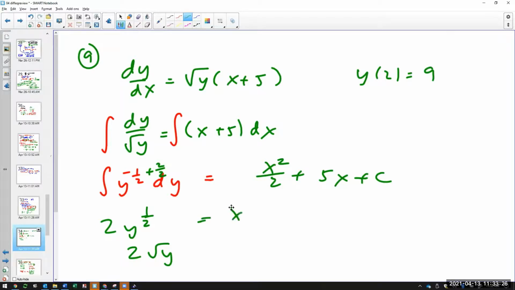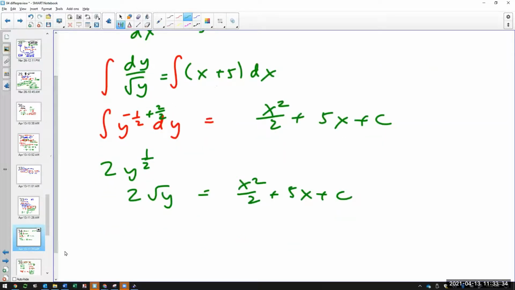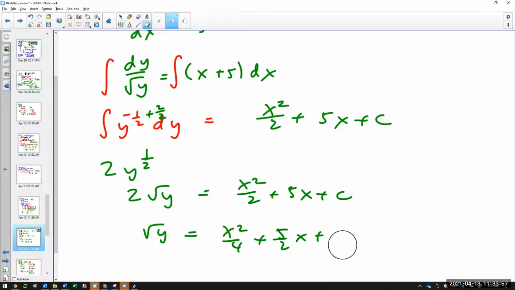So what I get here is x squared over 2 plus 5x plus c. Okay. What is my goal? Solve for y or solve for c? What do you want to solve for first, y or c? Y. Okay. So to solve for y, let's first get rid of this 2. So that's going to be divide everything by 2. But guys, if you take c and you divide it by 2, it's just still another c. So I'm going to call that c, but this c is going to be a different c from all the other c's I had before.